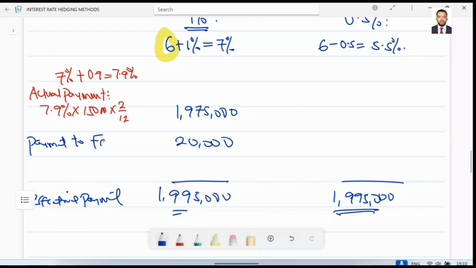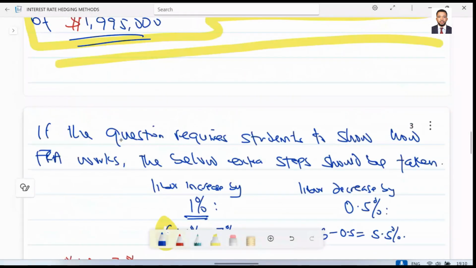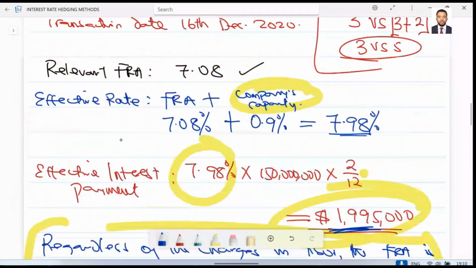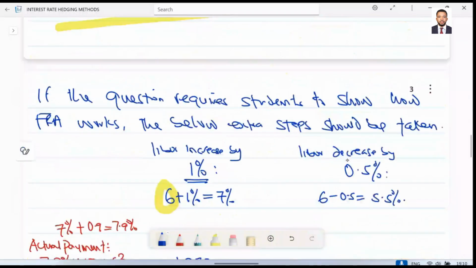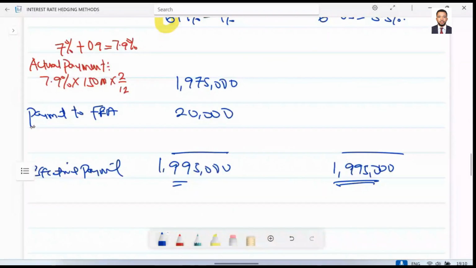They will call this payment to FRA, which is simply the difference between what we agreed. My lock-in is how much? 7.98%. So 7.98% minus 7.9%, multiplied by 150 million, multiplied by 2/12. It will give you the same thing.